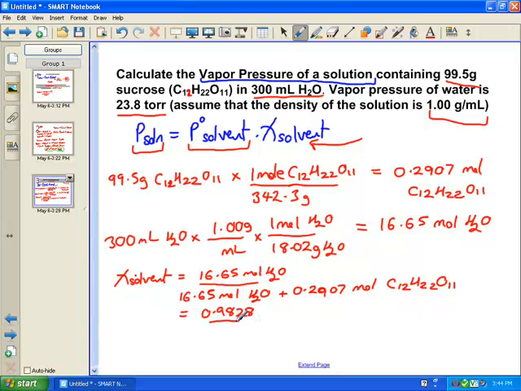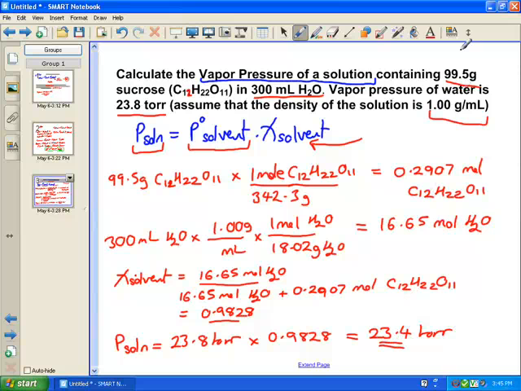Then all we do is take this number and plug it into our formula up here. So once again, we're going to calculate the vapor pressure of our solution, and that's equal to the vapor pressure of our pure solvent, 23.8 torr, times 0.9828. Notice there are no units here, it's just a ratio, moles over moles. So the vapor pressure of our solution has gone down a bit, but not much, because the number of moles of our solute relative to our water was exceedingly small. It only goes down by a very small amount, to 23.4 torr.